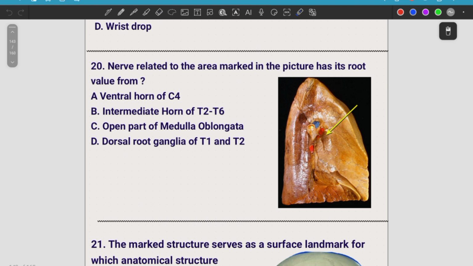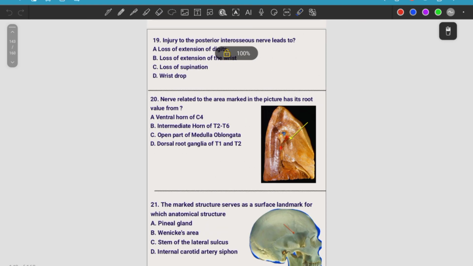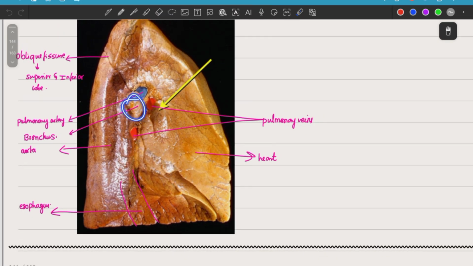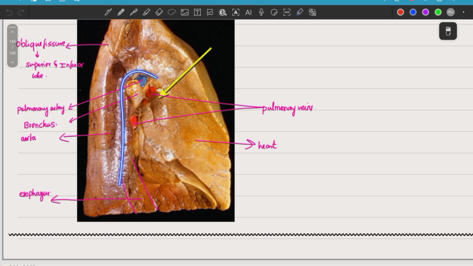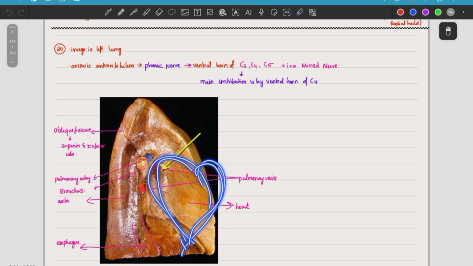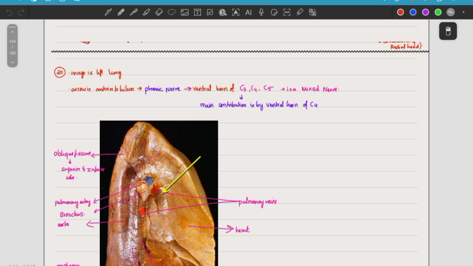What is the root value of phrenic nerve? That is ventral horn of C4. These are the veins. This is the bronchus. Here the aorta will come, and here one depression is for the esophagus. This is the oblique fissure, which divides superior and inferior lobe. This is the heart depression.